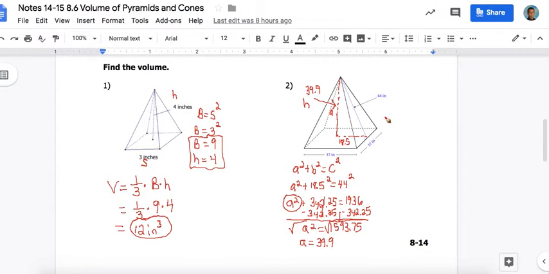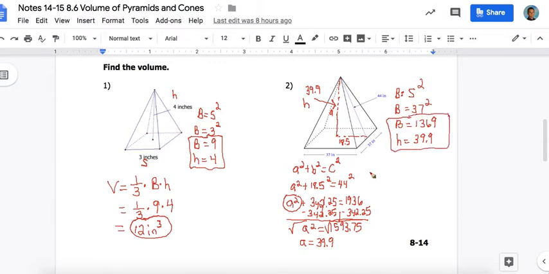So now we have our height, but we still need to calculate the base because we need the base for our formula over here. So we have b equals the side, whoops, let me fix that. I always like to write the formula first. So b equals s squared. So b equals 37 squared. And 37 squared is 1,369. We know that the height we just calculated is 39.9.